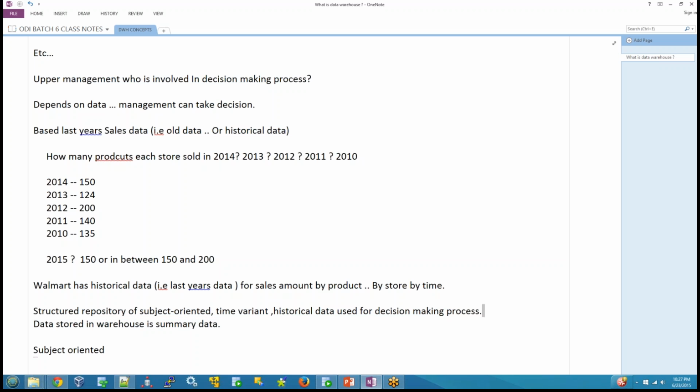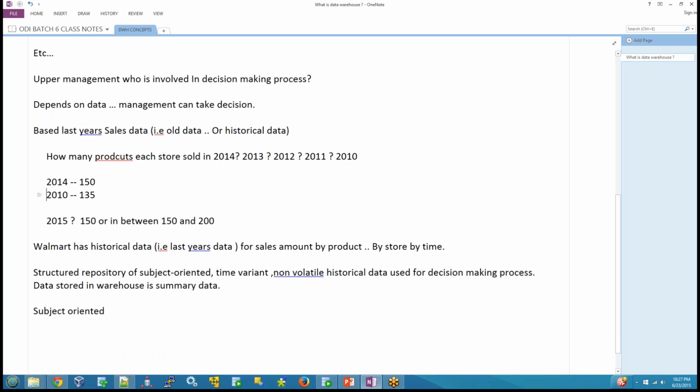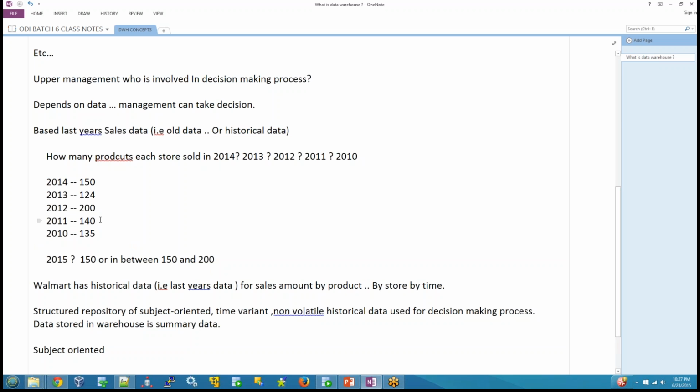So the data stored in the warehouse is not for deletes. It's historical data, non-volatile. Non-volatile means only inserts, no deletes and updates. Every time the data warehouse is only loading the data, no deletes, because I don't want to delete data from my warehouse. If I delete the data from the last 4 years, I miss some information. If I miss any particular year's data, I am going to lose some valuable information from my warehouse.